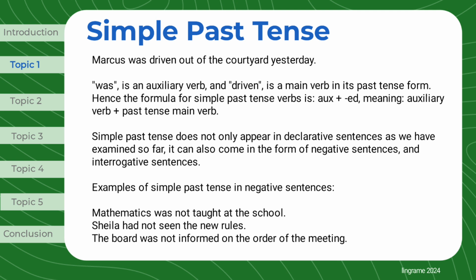Simple past tense does not only appear in declarative sentences as we have examined so far, it can also come in the form of negative sentences and interrogative sentences. Examples of simple past tense in negative sentences: mathematics was not taught at the school, Sheila had not seen the new rules, the board was not informed on the order of the meeting.